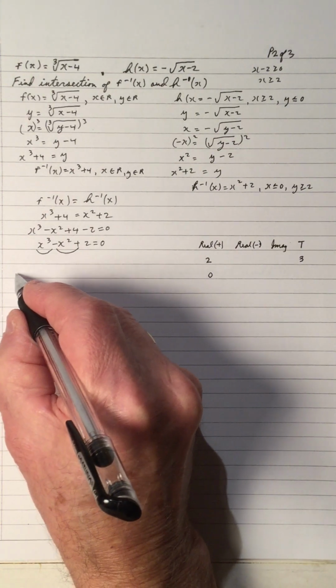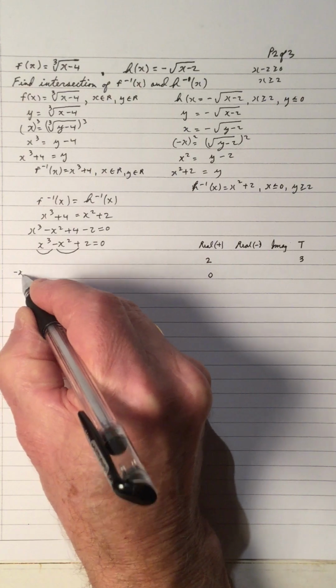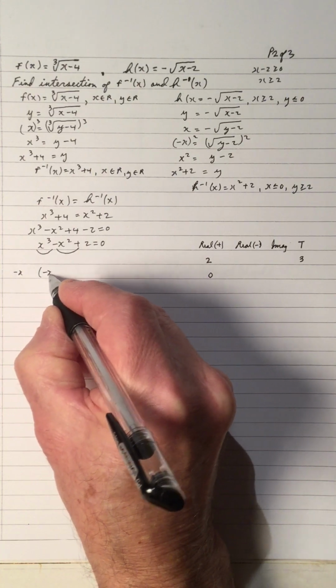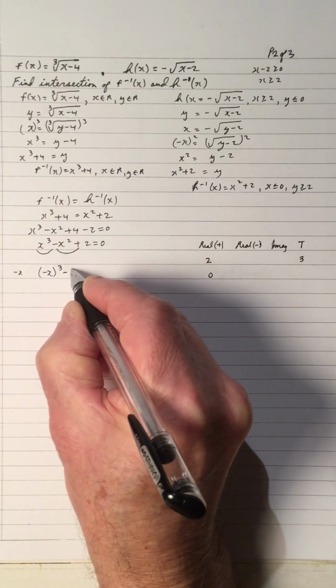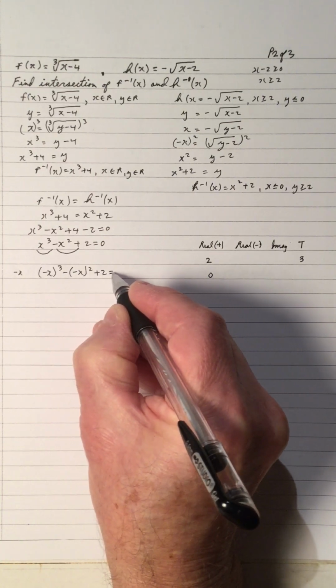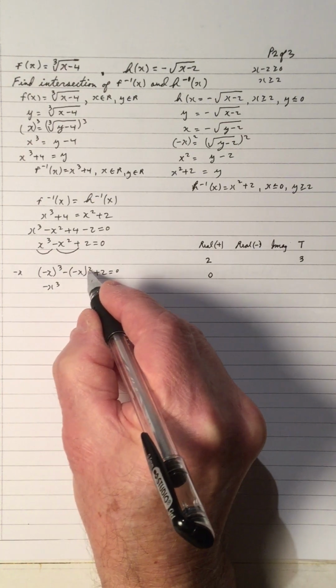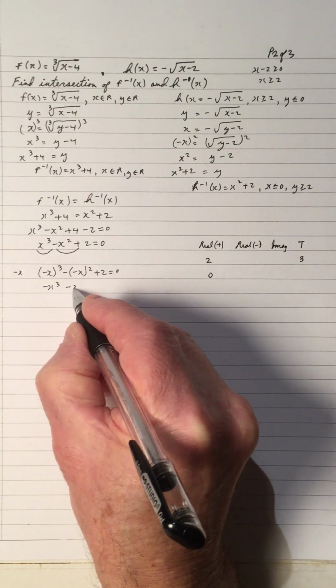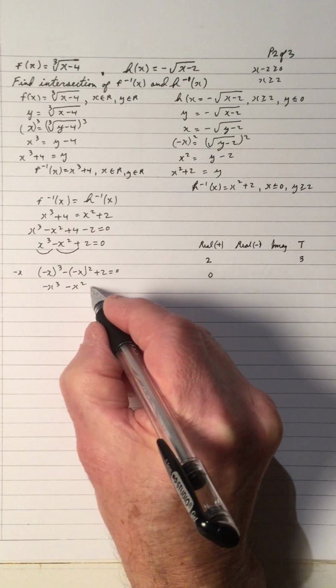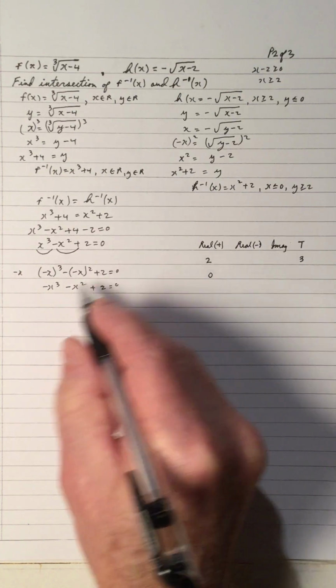Now we'll look at the negative. So let's sub in a negative x in the place of x, and that gives me a negative x cubed. Negative x squared is x squared, so there's a negative x squared, and plus 2. Now I don't need to set it equal to 0, just write it down.